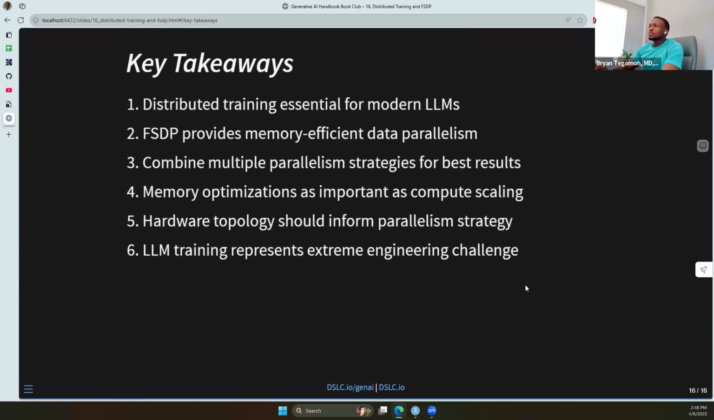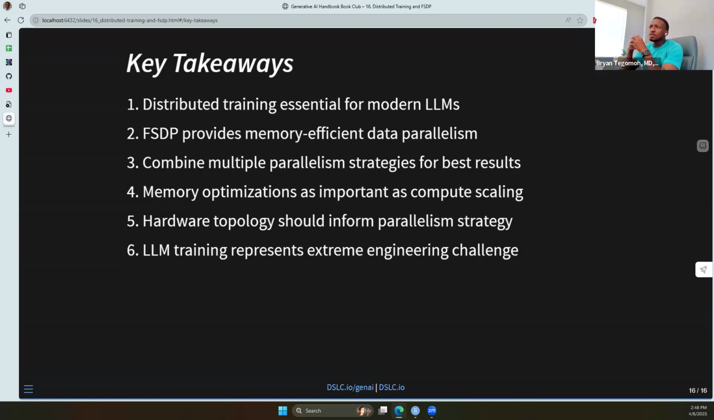So the key takeaway here is understanding that distributed training is essential for modern large language models. The FSDP approach provides us with memory efficient data parallelism. It helps us to combine multiple parallelism strategies for the best results. Memory optimization is as important as compute scaling. Hardware topology should help to inform the parallelism strategy that we choose to take.